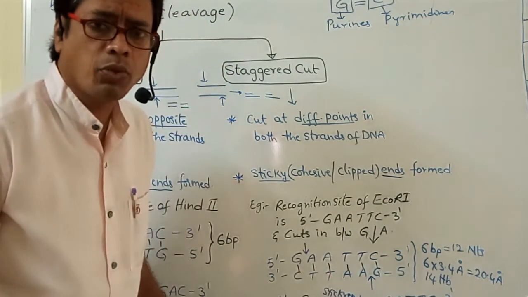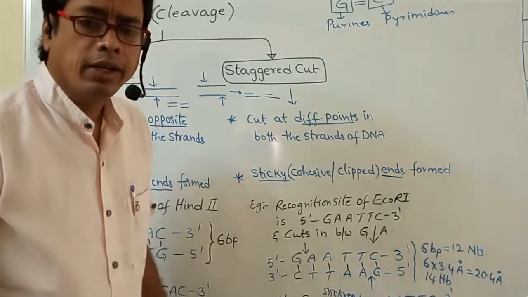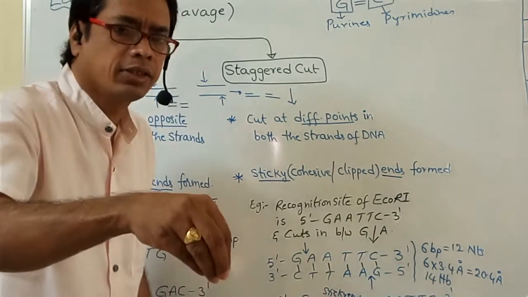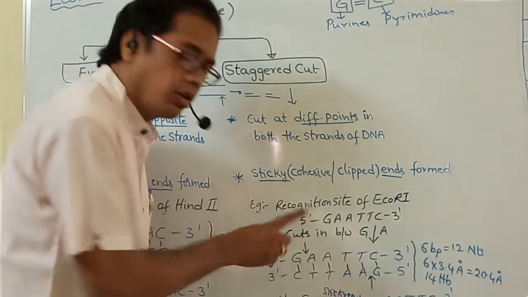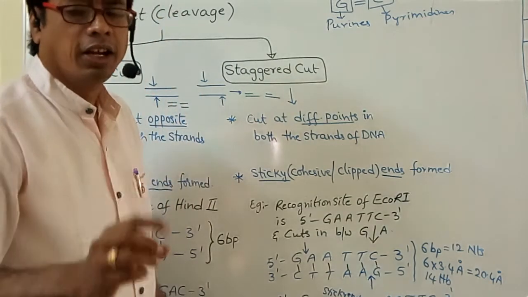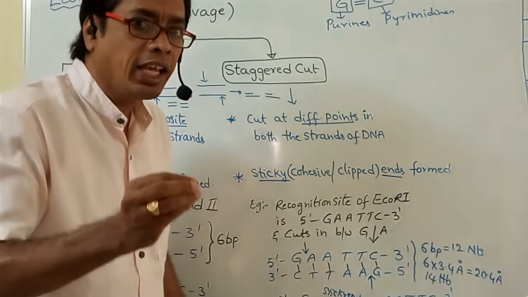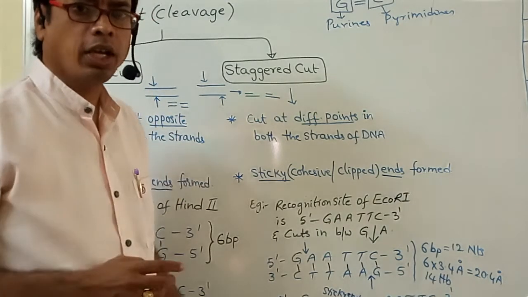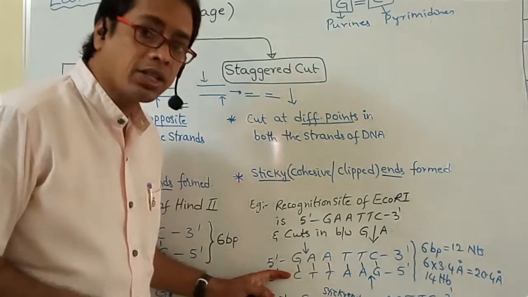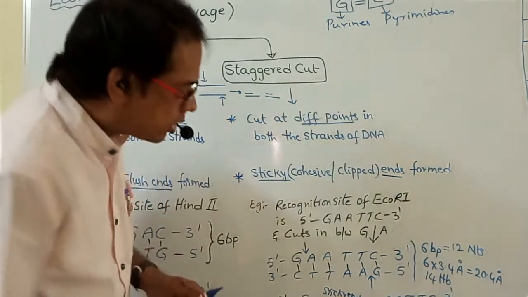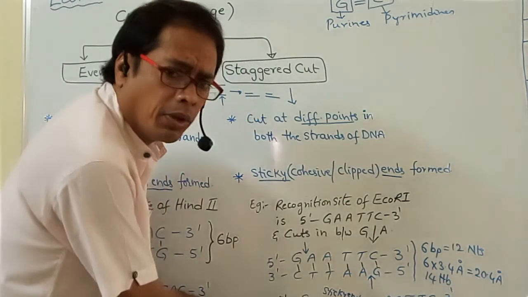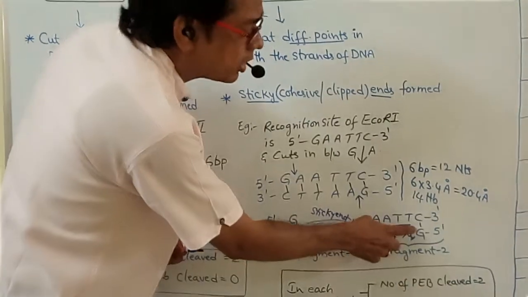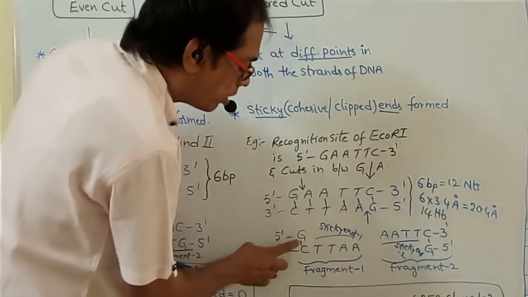Total how many phosphoester bonds cleaved? 2. Number of phosphoester bonds cleaved in each strand. In each strand means we have to say only 1. Number of hydrogen bonds cleaved. That means 4 into 2, 8. Okay. Number of hydrogen bonds undisturbed. Undisturbed means GC. How many hydrogen bonds are present? 3. Here also how many hydrogen bonds are present? 3.